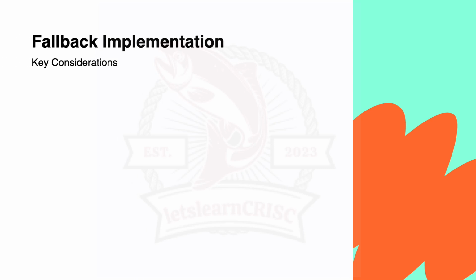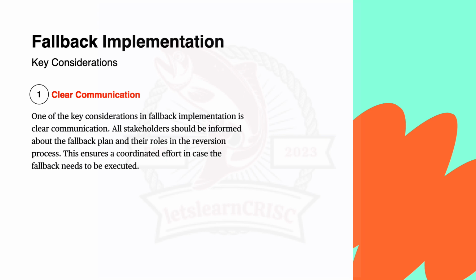Friends, under fallback implementation, the first point is clear communication. Ensure clear communication about the fallback plan to all stakeholders, so that everyone knows their roles in case the fallback needs to be executed. Think of it as everyone having a map and knowing the emergency exit in a building. Clear communication ensures that everyone is on the same page, ready to act if needed, right?